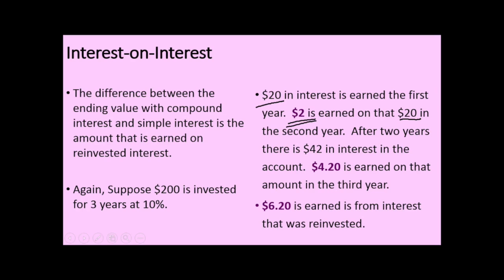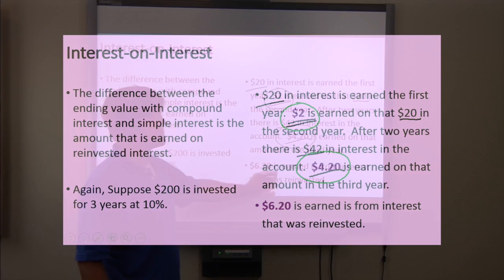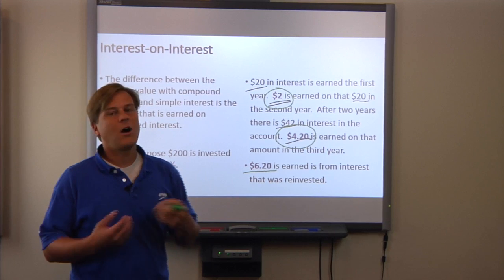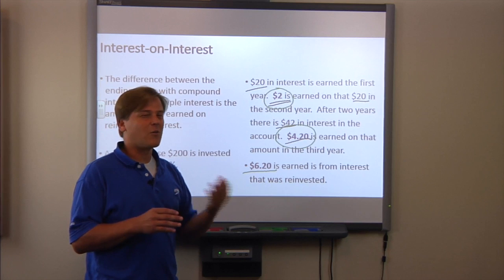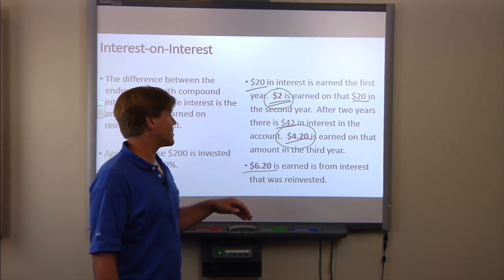In the third year, well, at this point I've earned $42 in interest so far after 2 years, and 10% of 42 is $4.20. So in year 3, I earned $4.20 of interest on interest. So how much interest did I earn on interest total? Let me switch colors here so it's obvious. I got $2 in interest on interest in the second period, $4.20 in interest on interest in the third period. So I have $6.20 that I get in interest on interest that was previously invested and continued to grow. Now in the first period, I earn no interest on interest because I don't have any interest to earn it on.